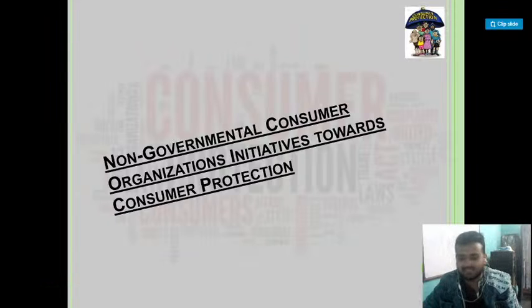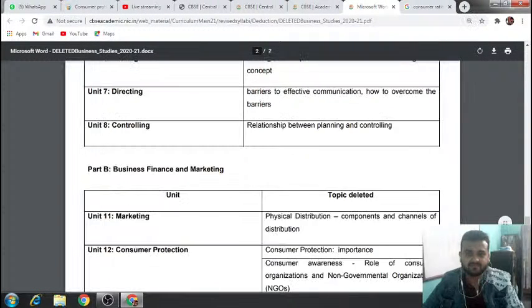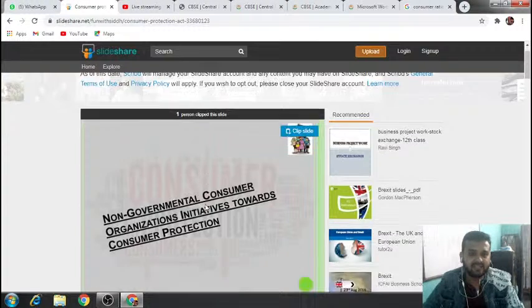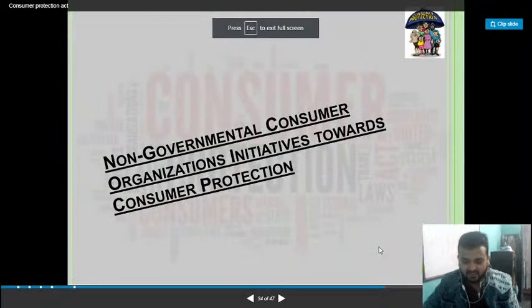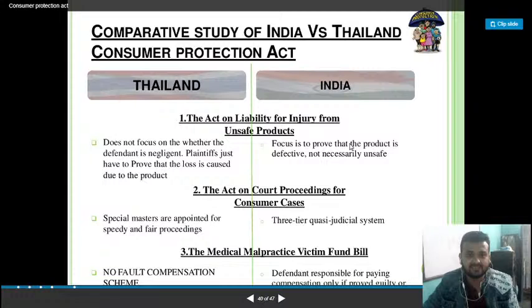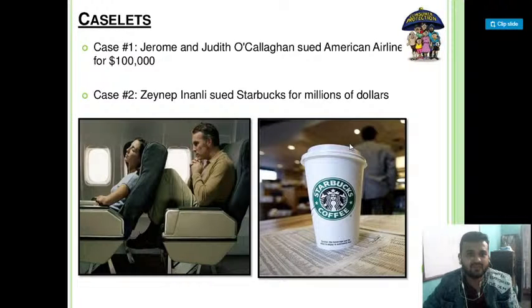This is not there in the syllabus. I am repeating this again. This is not there in the syllabus. See this, this is your syllabus. Importance is not there. You don't have to study the importance. Consumer protection importance is not there. And the role of non-governmental organizations is not there. You don't have to study all this. Please delete all these portions from your syllabus.